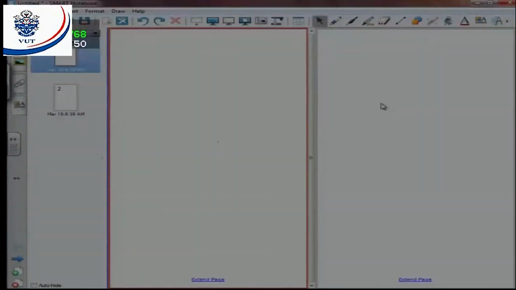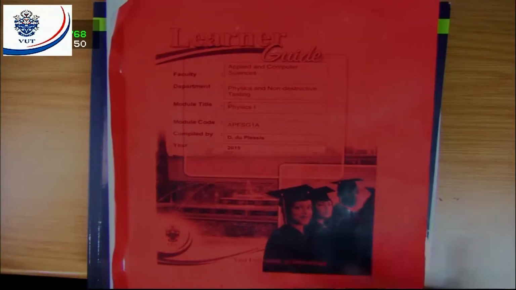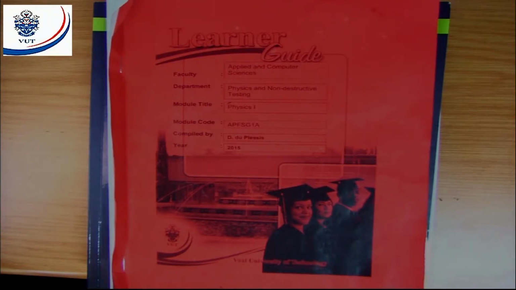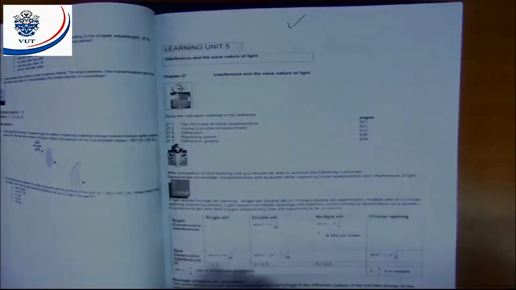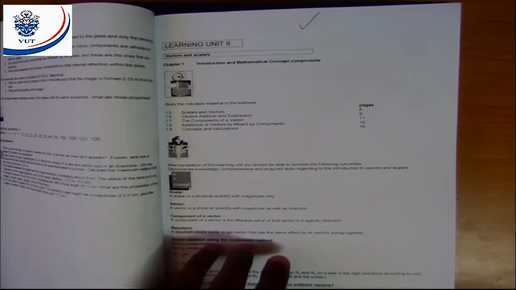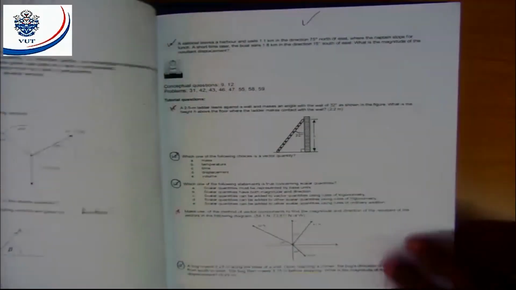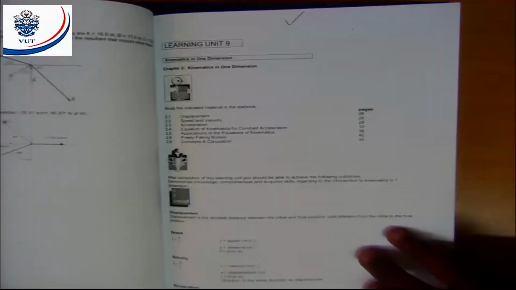And then we'll also use a study guide. The study guide for 2015 is a red book. The learner guide is compiled by Mrs. D. Duplessis for 2015. In particular, we are looking at learning unit number 8. Learning unit number 8 is on page, let's just have a look. Okay, so we're looking at pages 36, 37, 38, up to 39.